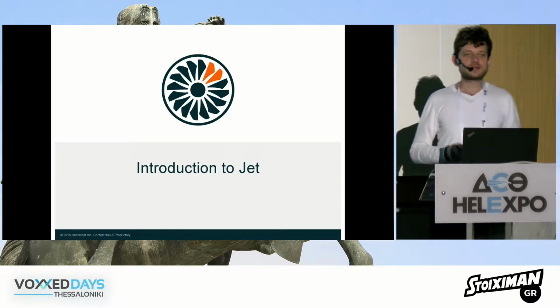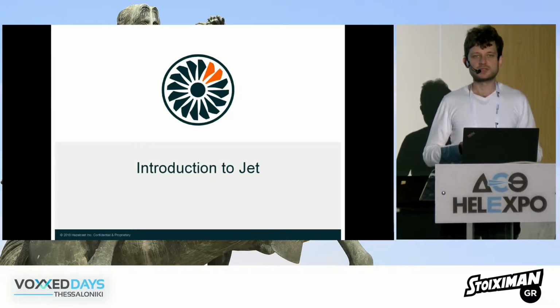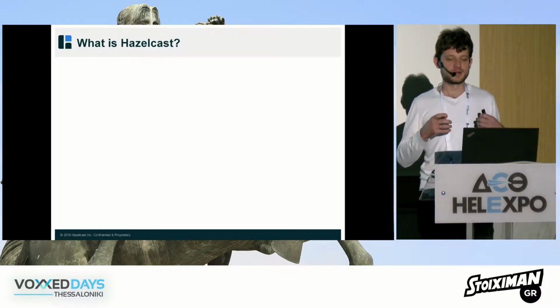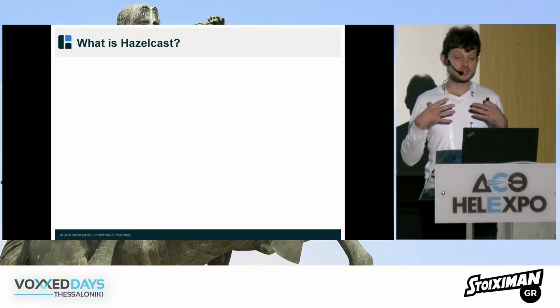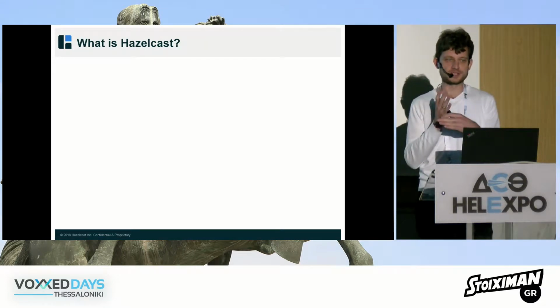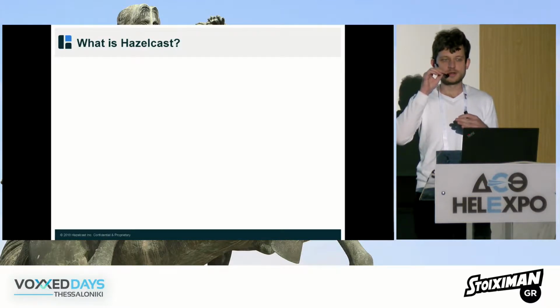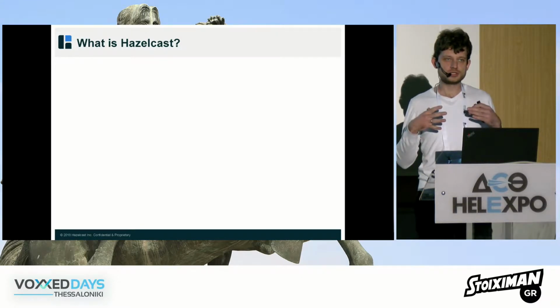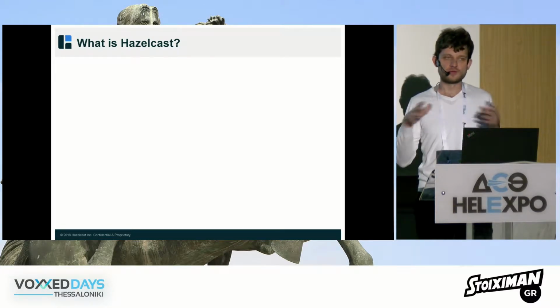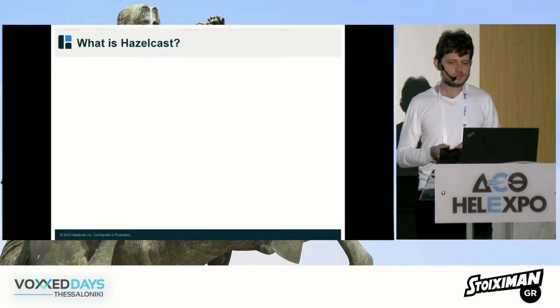Actually, we cannot tell anything about Hazelcast Jet without mentioning first Hazelcast as a company. We are a distributed company, distributed in two dimensions. First, we produce distributed software, but we are also distributed because all our engineers work remotely. We don't have one location. I work from Poland, but we have people from all over the world.